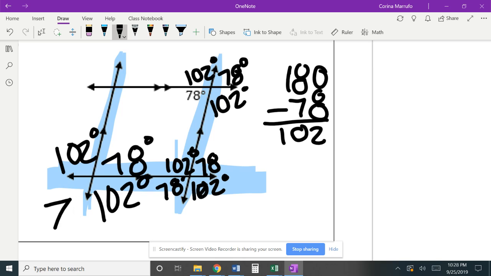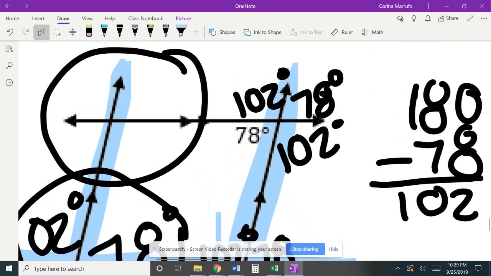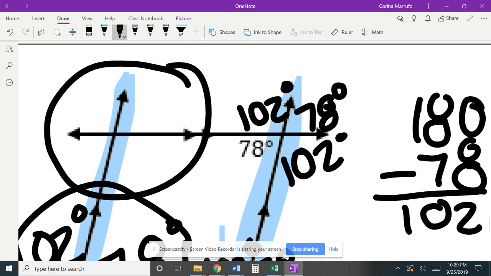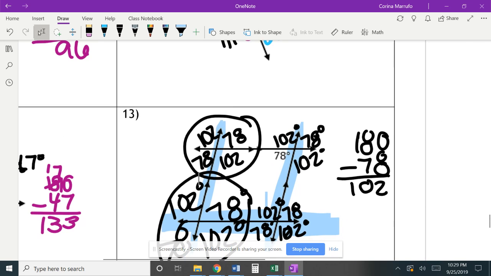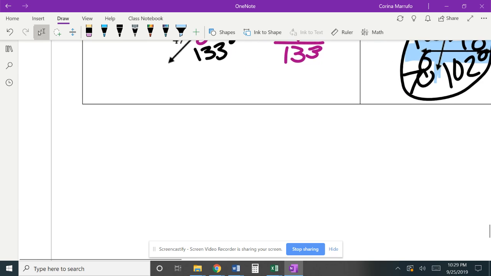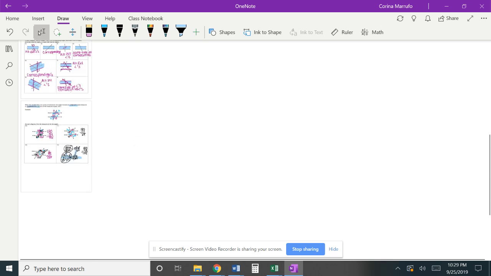I can't get it to write. 78. All right, and then these four angles here are going to correspond to these four angles here. And we're going to have the exact same thing again. So 102, 102, 78, and 78. I guess that's it. We're done.